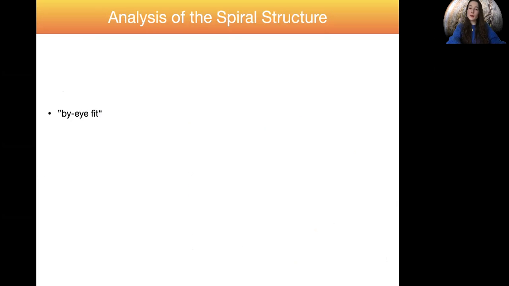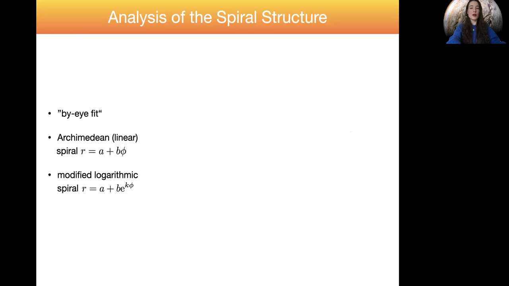To analyze the spiral structure that we see, we performed a by-eye fit, and we used two functions to reproduce the morphology of the spirals. First, an Archimedean or linear spiral, and then also a modified logarithmic spiral, which worked much better, and therefore I will only show results for this function.